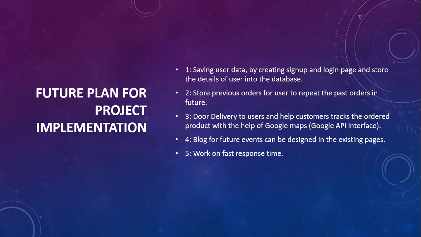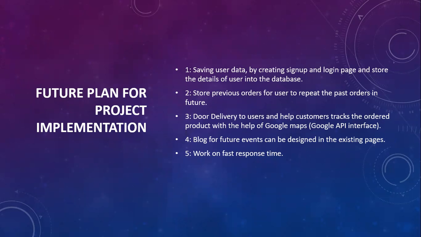At times, it is very easy if the customer wants to repeat the orders if we can save the order history. Door delivery. Especially in the current situation, door delivery provides a greater advantage along with a tracking system for customers to track their orders. A blog for future events can be designed in the existing pages. For example, any events being held can be published here.